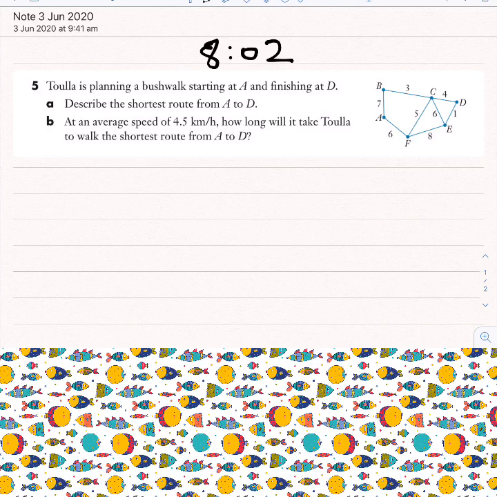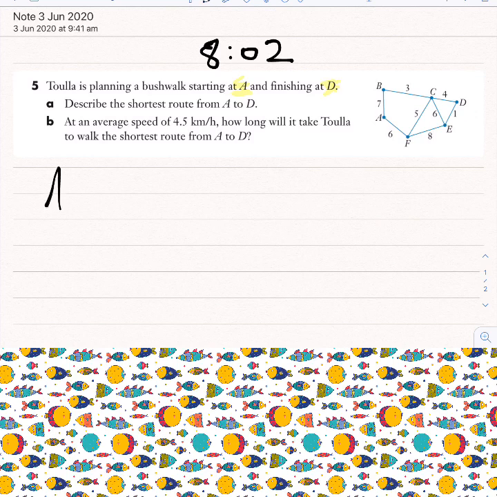All right, so Tula is planning, again, let's just get in the habit of highlighting. It's exam technique. Tula is planning a bushwalk starting at A and finishing at D. So I know what she wants to do. Okay, what's the first question? Describe the shortest route from A to D. So here we have to write the route from A to D.